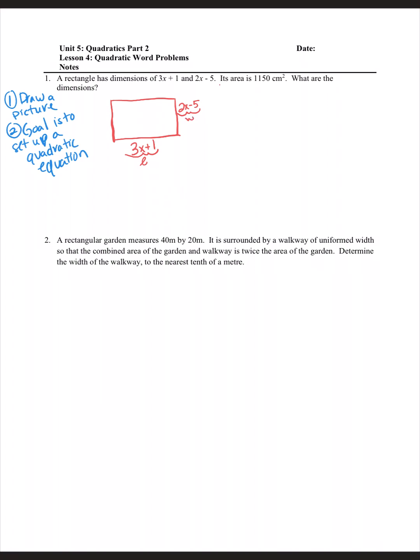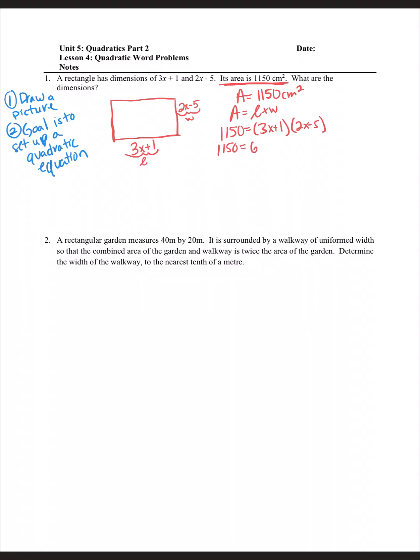Okay. It also tells us that our area equals 1,150 centimeters squared. Well, we have to think about our previous knowledge about area, and we know that area equals length times width. So we can plug in what we know for all of these variables. We know the area is 1150, we know that our length is 3x plus 1, and our width is 2x minus 5. So when we have a binomial times a binomial, if we want to expand and simplify this, we know we should FOIL it.